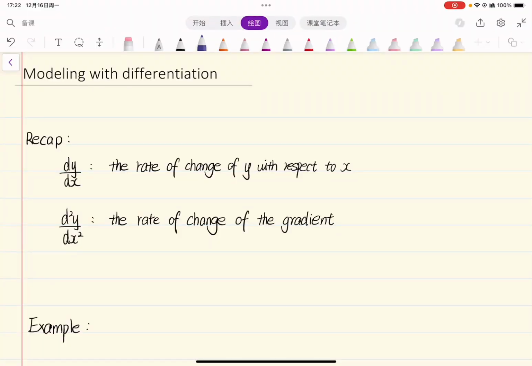Hello everyone, in this video we are going to talk about modeling with differentiation. Firstly, let's quickly recap. dy over dx, the first derivative, we also call the gradient, which means the rate of change of y with respect to x. And the second derivative means the rate of change of the gradient.